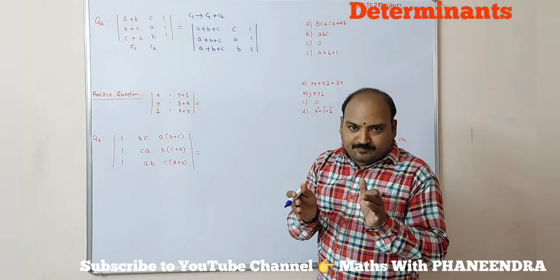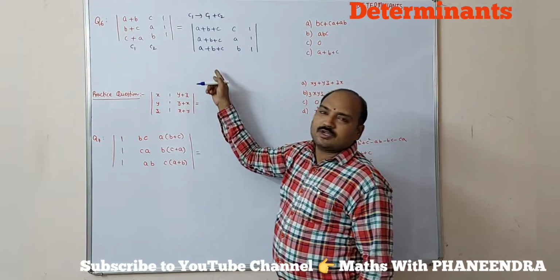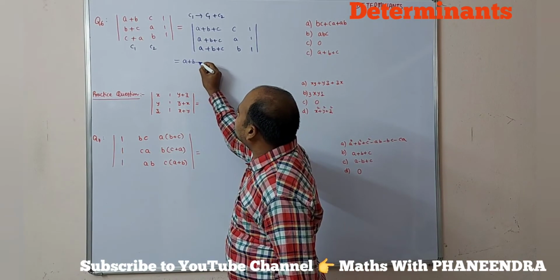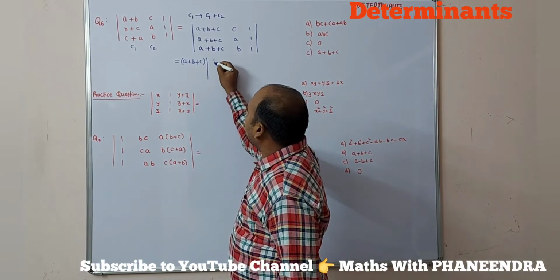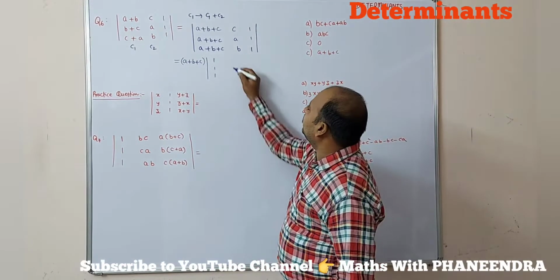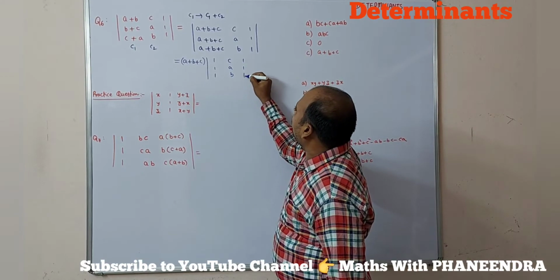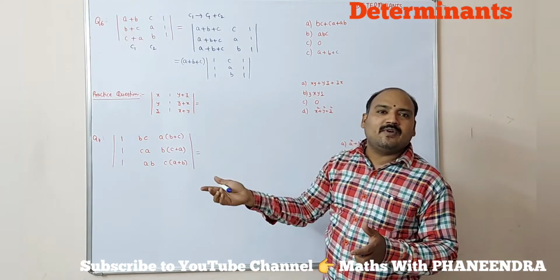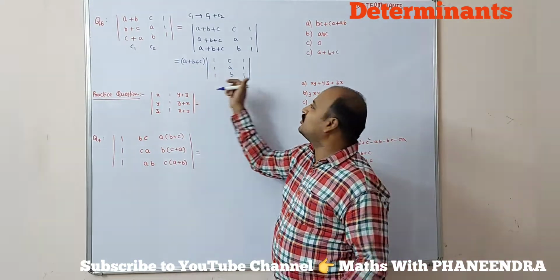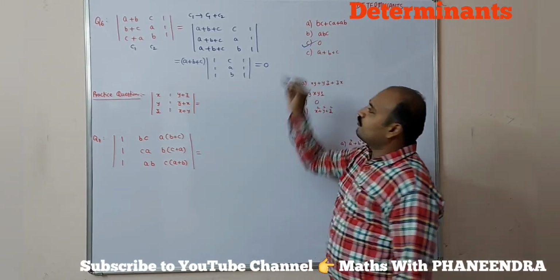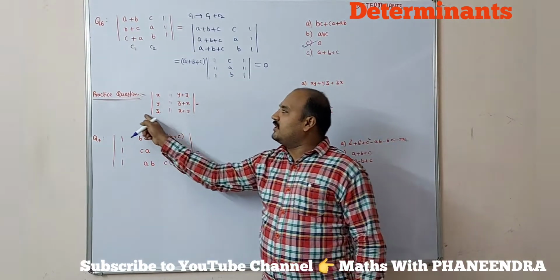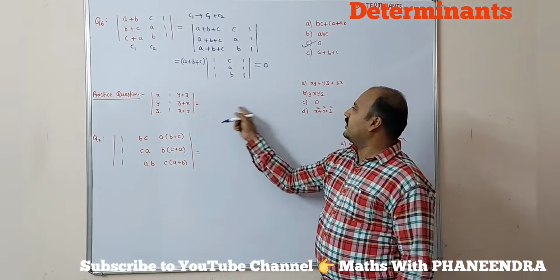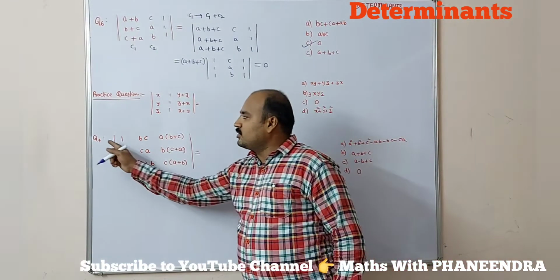Whenever the values in a column are the same, we can take out the common factor and write it as a multiple. So, A plus B plus C, I am taking common from the first column and writing 1, 1, 1; C, A, B; 1, 1, 1. We know that in a determinant, if two columns are identical, the determinant value is 0. So, 0 into this value is also 0. So, the answer is 0. This is the way you practice this question, dear students. You are able to do that. Same procedure you can follow and you get that answer. So now come to question number 7.